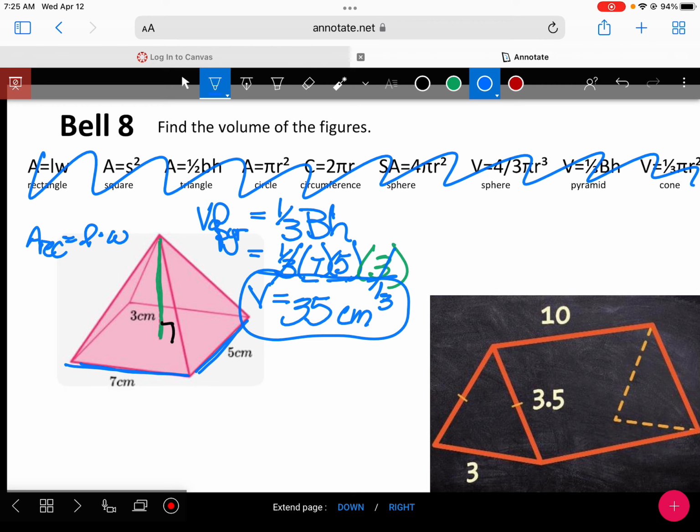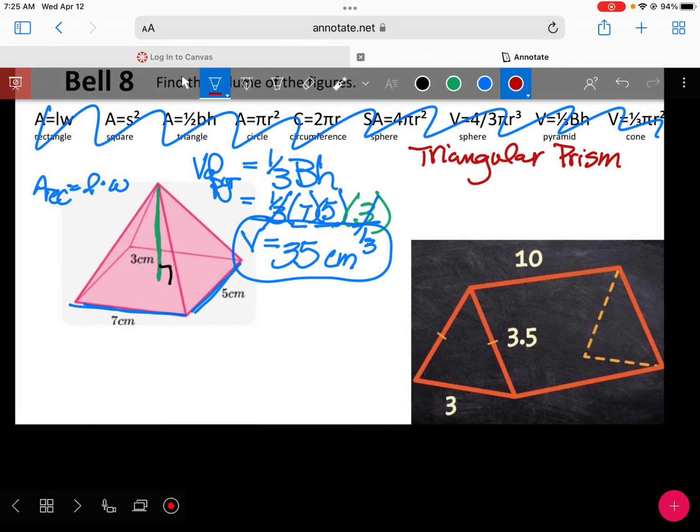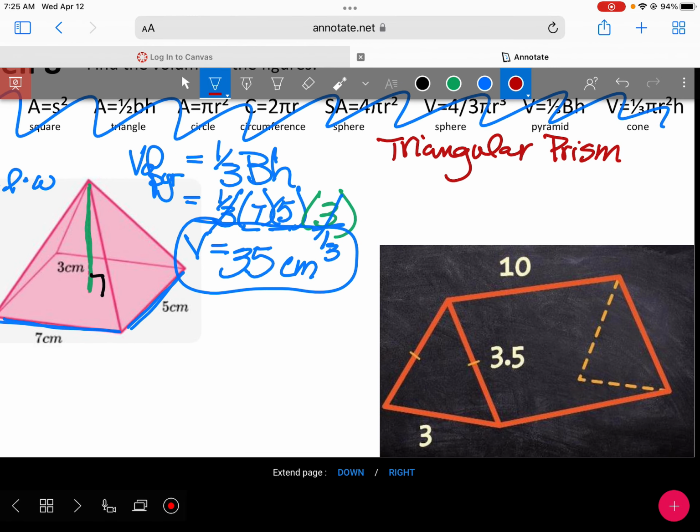We said this is a triangular prism. All right. So, triangular prism. Anytime you have a prism and you look on your little half sheet, it's going to be volume is equal to the area of the base times the height. Now, we already said these are my bases, okay? So I need to find the area of a triangle.